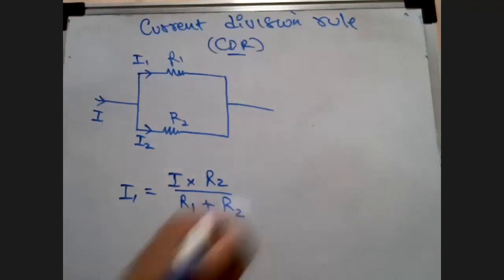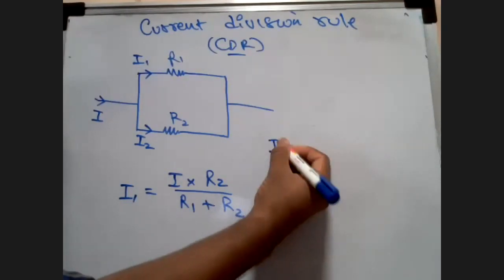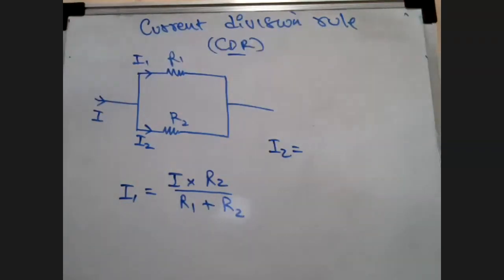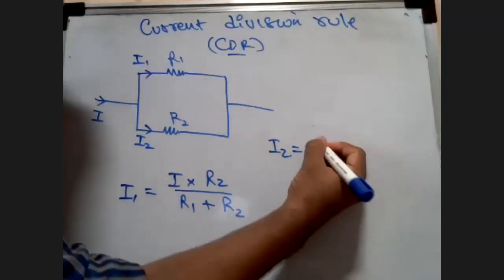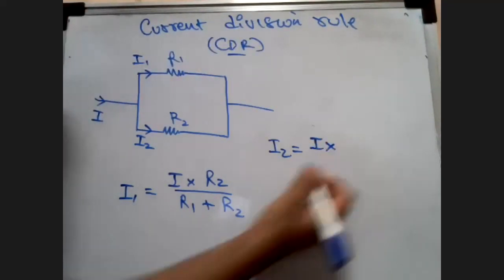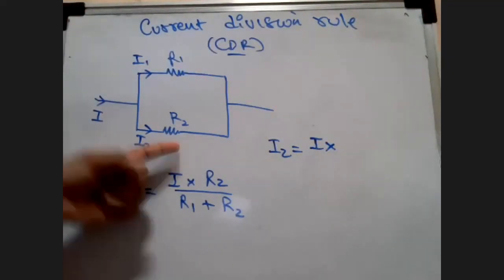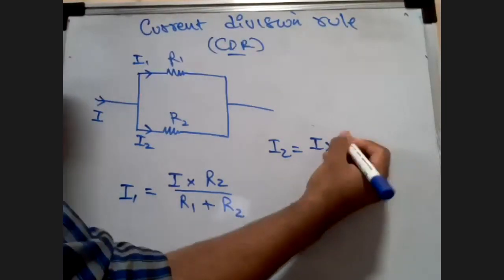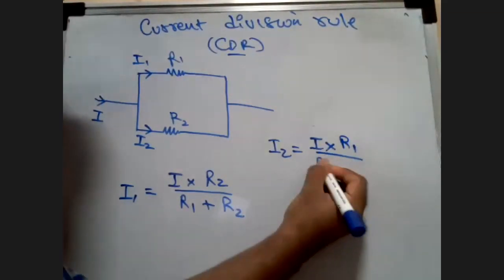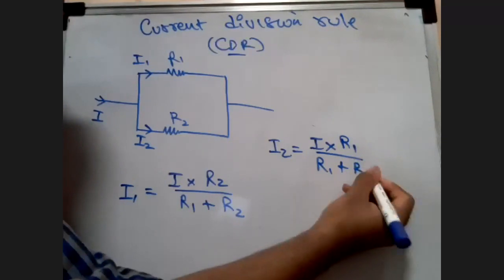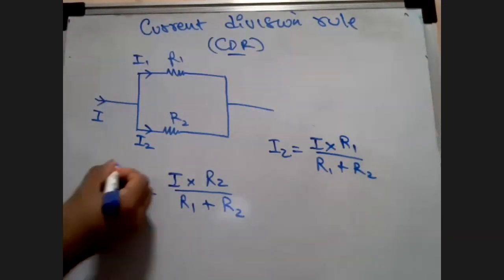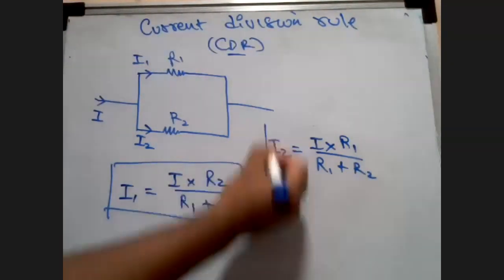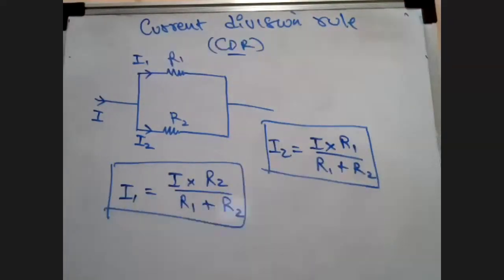So can you tell me, in a similar way, what will I2 be equal to? Can I say it is again the incoming current I into the opposite resistor? What is opposite to R2? R1. So I will write R1 upon R1 plus R2. Are these two things clear? Everyone, please respond. Are these two things clear? Yes, sir. Okay.